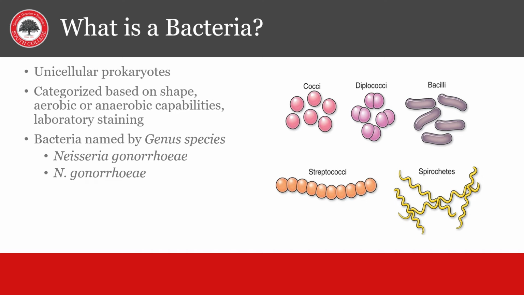Bacteria are identified by their shape, like cocci or bacilli, and whether they stain gram-positive or gram-negative on gram stain. They are given names by genus and species.